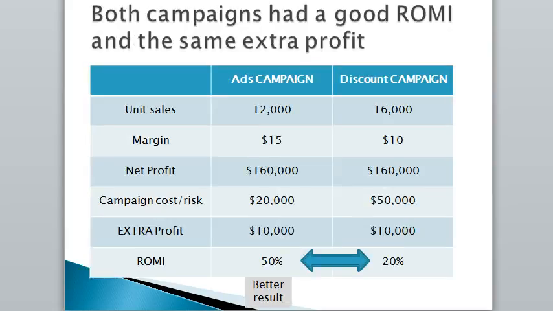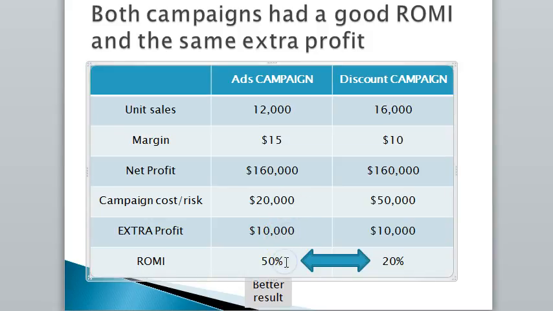So both campaigns for the same company, both have quite positive return on marketing investments, so both are good, and both generated an extra $10,000 profit for the organization. So obviously that's good as well. But the difference is we risk more in the discount one. So in the ads campaign we spent 20. That goes out the door, probably up front generally, and we got an extra 10, so we made a 50% return. The discount one, although we didn't necessarily pay it out.